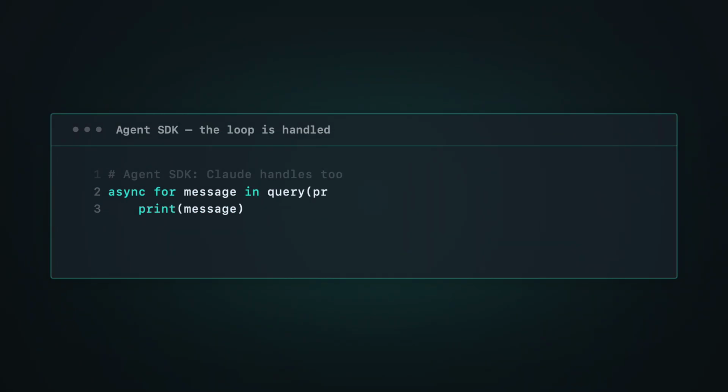With the Agent SDK, that entire loop collapses. You pass a prompt and iterate the messages as the agent works, reading, searching, answering, with the tool loop handled for you. There is also a hosted managed agents option that runs on Anthropic's own infrastructure. This course is about the library you run yourself.